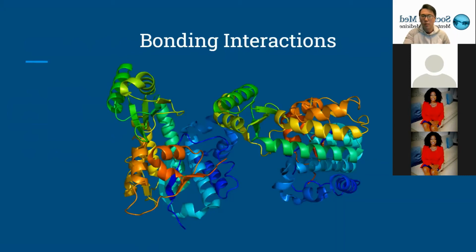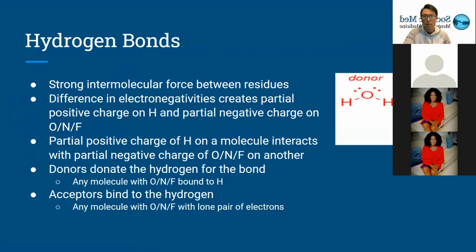Bonding interactions between the amino acids. So one of the most important ones is hydrogen bonds. You can have intramolecular hydrogen bonds between large molecules, but for amino acids, we know it as a strong intermolecular force between the different residues.